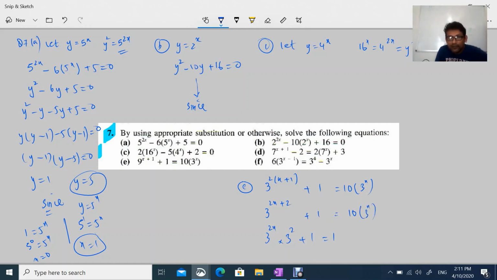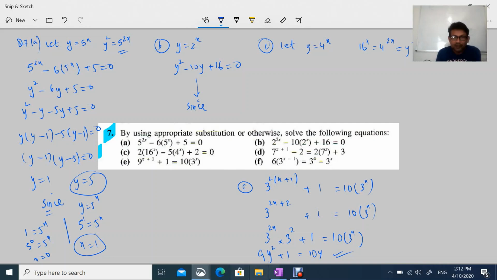Power is 3x. Now you can suppose, this is y square into 9... 3 is 9 plus 1 is equal to 10y, and then you can move. This was the whole thing about exercise 3.2.